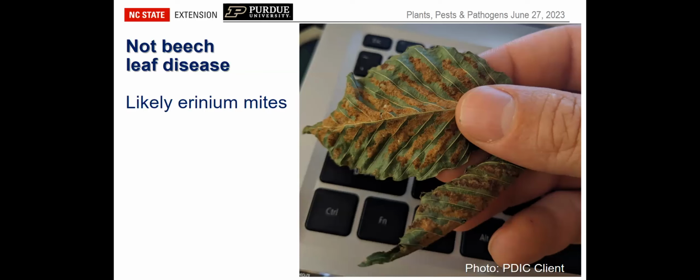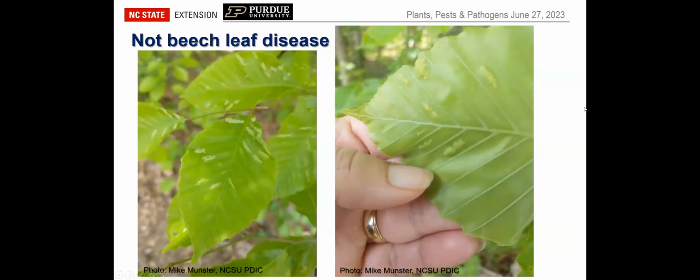This is from a submission to the clinic, but I saw this myself a couple of months ago. I went with my wife out to Cliffs of the Neuse State Park, and there was a beech tree there, and this was likely the Eriophyid mites.